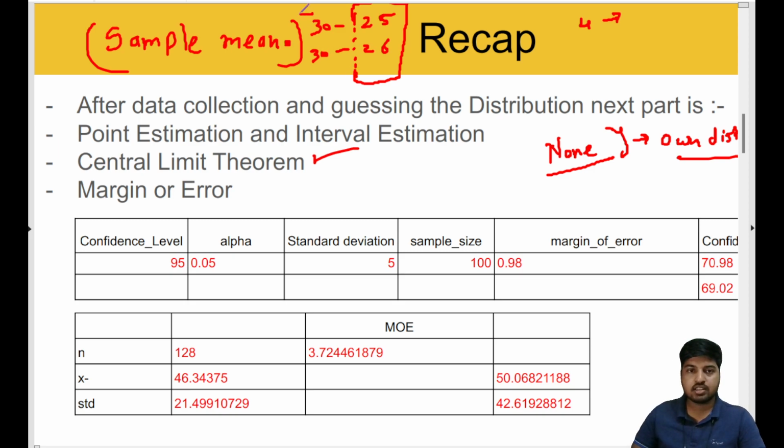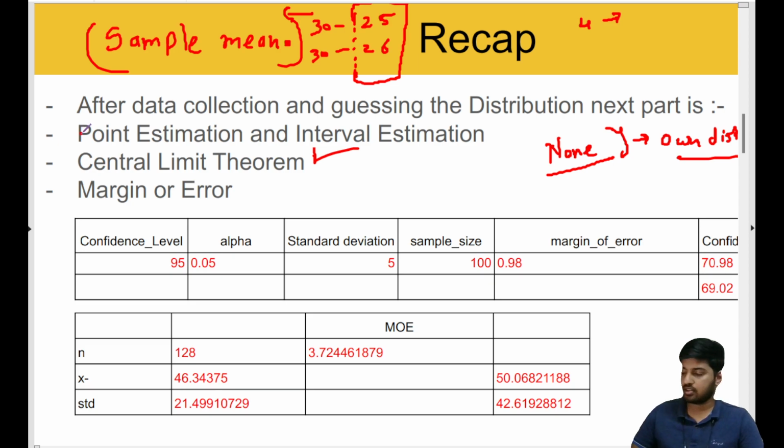Whatever distribution your population may have. Suppose your population is uniform, correct? Whenever you are doing random sampling, you go to the village, your population distribution is uniform. But when you draw the samples from that data and check the mean of each sample, the distribution of the sample mean is going to be normally distributed. This is what the Central Limit Theorem says.